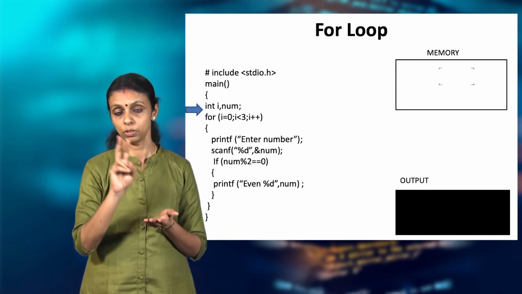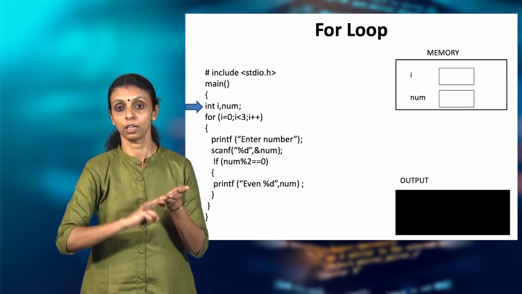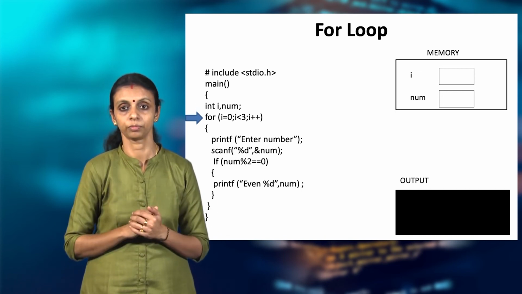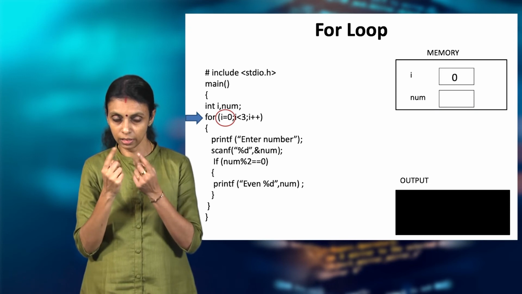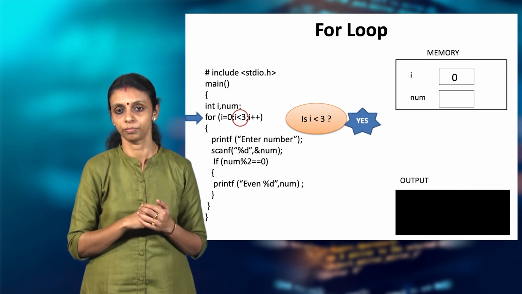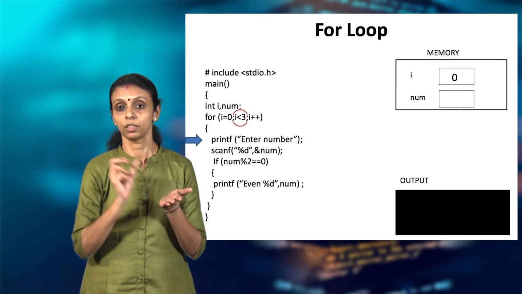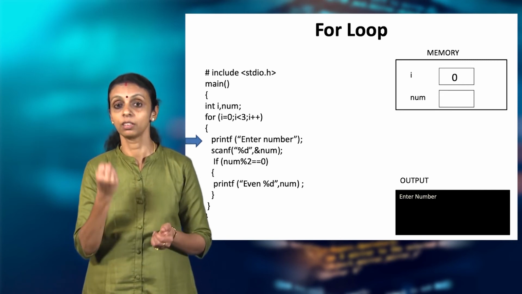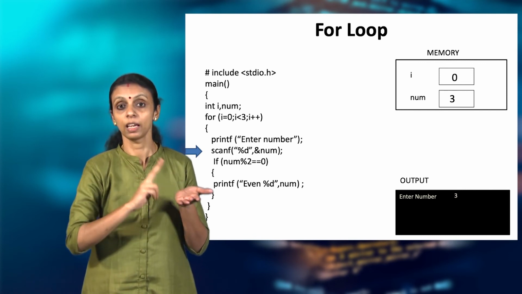2 variables of data type int, I and num. Now, for loop. I is initialized with 0. Checks condition, is I less than 3? Yes. Enters the loop. Print the text, enter number. User inputs the number, say 3. It gets stored in variable num.